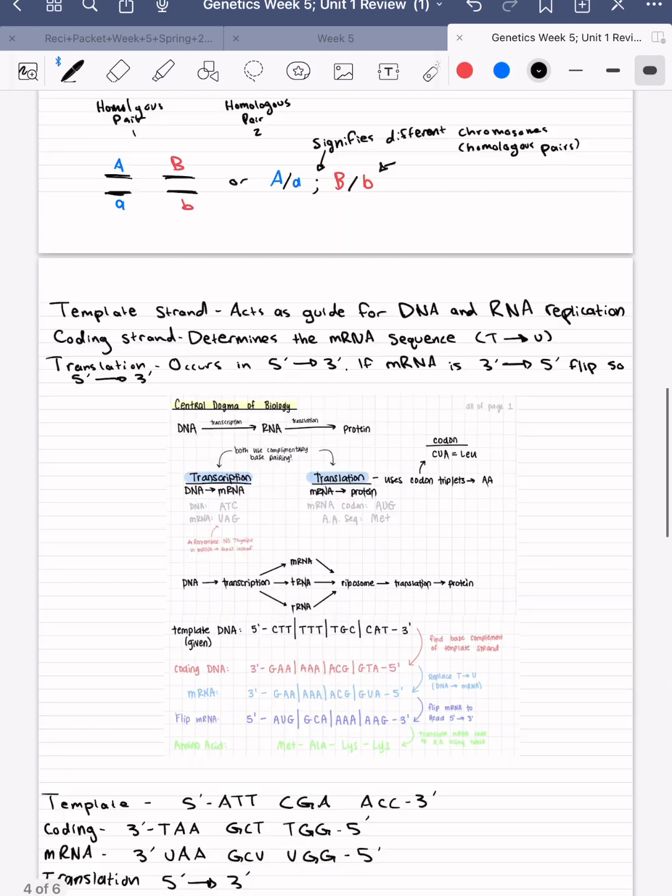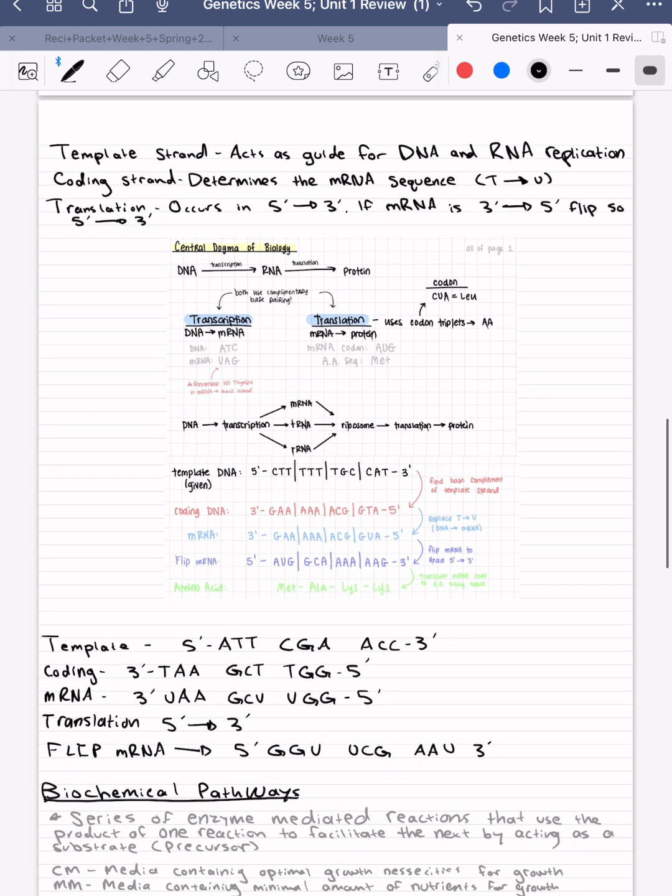All right, going on to the second topic, which was DNA replication and the central dogma. Remember, the central dogma of biology is essentially that information flows in one direction, from DNA to RNA to protein. To get to RNA, you have to transcribe it, so transcription occurs. To get from RNA to protein, you have to translate it. So that's kind of an easy way to remember it.